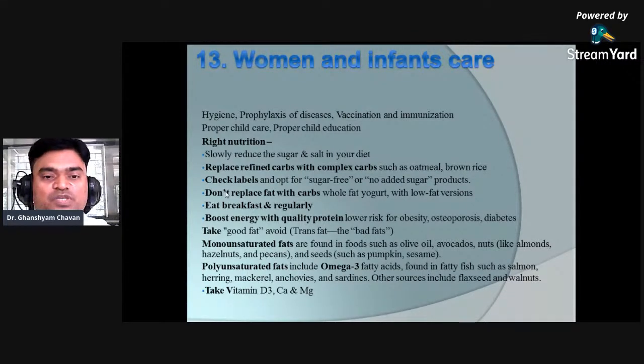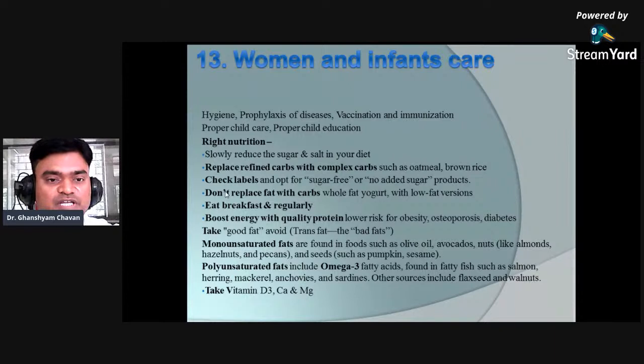Boost energy with quality proteins, low risk of obesity, osteoporosis, and diabetes. So that's why lots of gynecologists are giving the protein supplement along with the diet to this pregnant lady to increase their protein level in the blood.